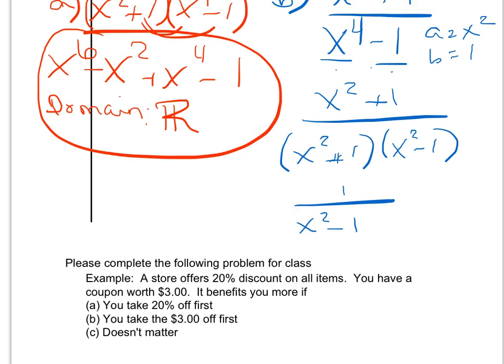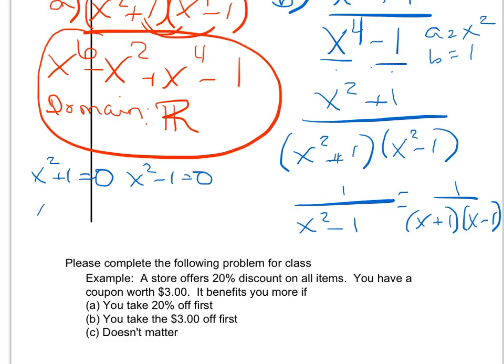If I wanted to, I could factor the bottom further, 1 over x plus 1, x minus 1, and I'm going to ask myself, what would make my denominator 0? Remember, I have to look at my original denominator. So when does, I'm going to have to use a little room over here, x squared plus 1 equals 0, and when does x squared minus 1 equal 0? Well, x squared equals negative 1. Well, that means that x equals plus or minus the square root of negative 1, which I don't have to worry about, because that's an imaginary number.